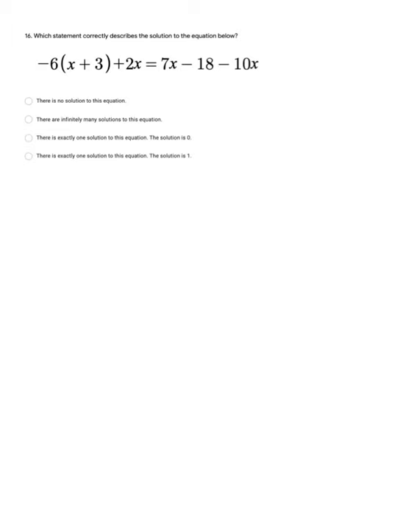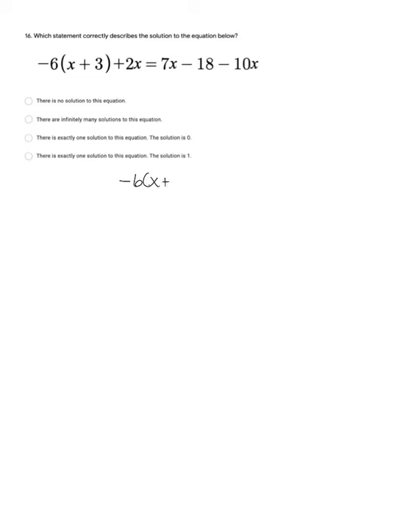For this item, you need to figure out which statement correctly describes the solution to the equation below. So, before we can even think about how many solutions this equation may have, we have to first simplify and combine like terms on the left and right side of the equation. So, to get started, you want to first write the equation.